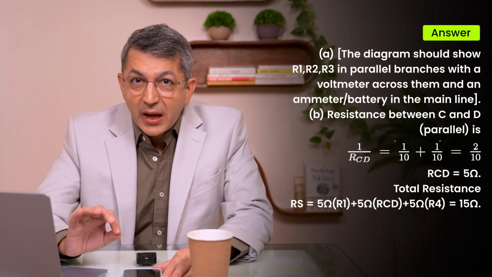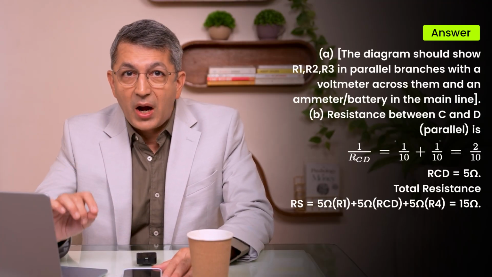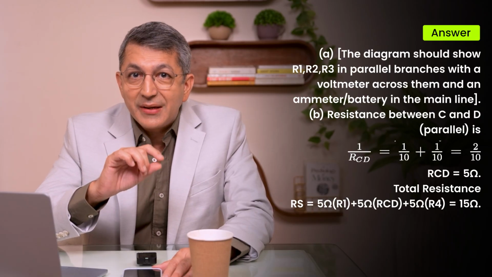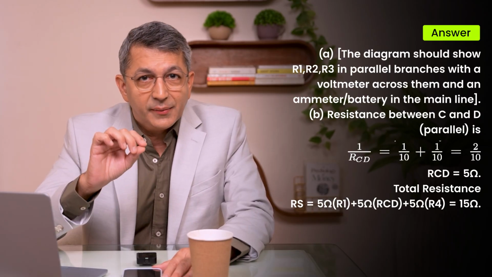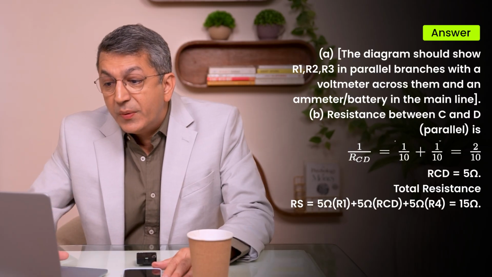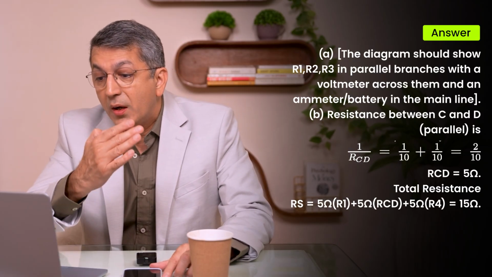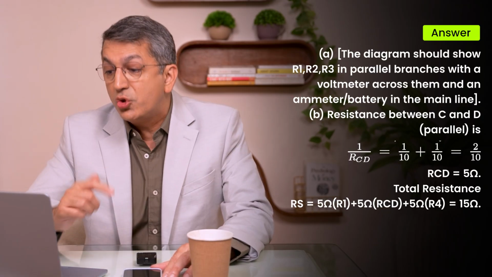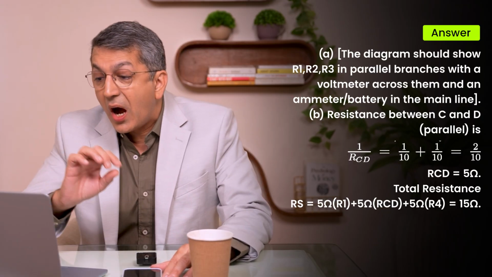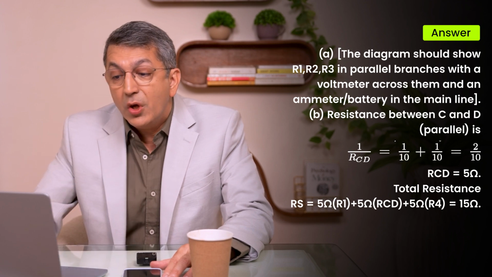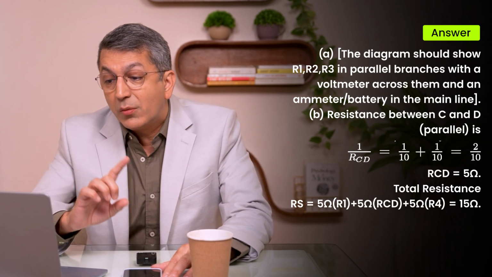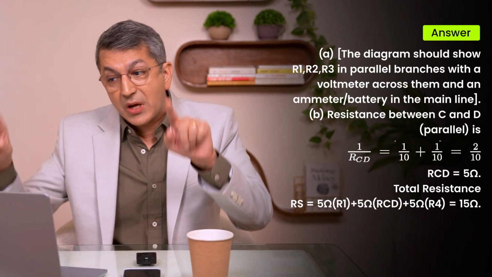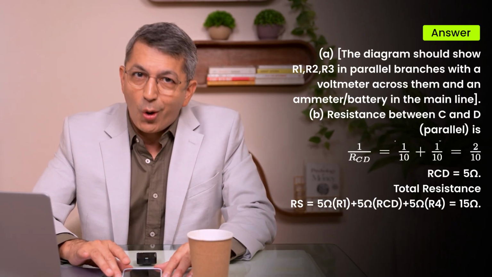Answer A. The diagram should show R1, R2, R3 in parallel branches with a voltmeter across them and an ammeter and battery in the main line. B. Resistance between C and D in parallel: 1 upon RCD is equal to 1 upon 10 plus 1 upon 10, which is equal to 2 upon 10, which gives us RCD is equal to 5 ohms. Total resistance RS is equal to R1 plus RCD plus R4, that is 5 ohms plus 5 ohms plus 5 ohms, which is equal to 15 ohms.